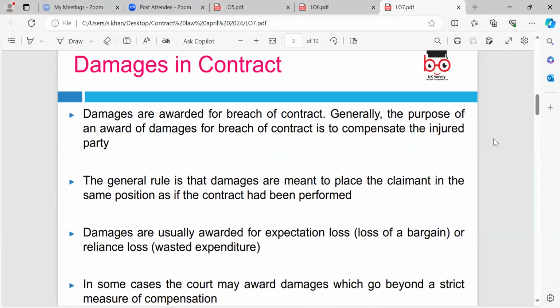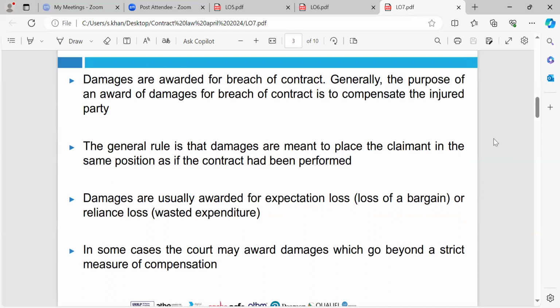So, damages in contract. Damages are awarded for breach of contract. Generally, the purpose of an award of damages for breach of contract is to compensate the injured party. The general rule is that damages are meant to place the claimant in the same position as if a contract had been performed. Damages are usually awarded for expectation loss, or loss of a bargain, or reliance loss, wasted expenditure. In some cases, the court may award damages which go beyond a strict measure of compensation.